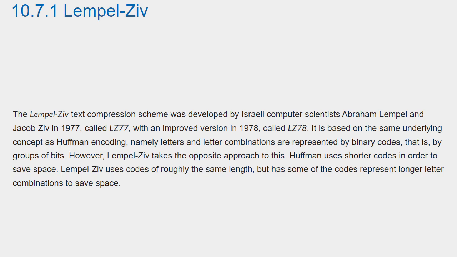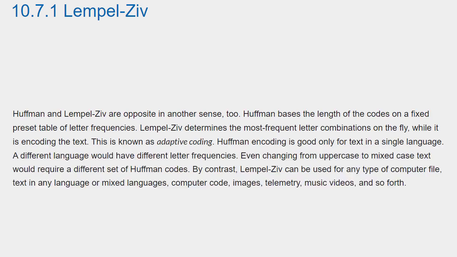However, Lempel-Ziv takes the opposite approach to this. Huffman uses shorter codes in order to save space. Lempel-Ziv uses codes of roughly the same length, but has some of the codes represent longer letter combinations to save space. Huffman and Lempel-Ziv are opposite in another sense too. Huffman bases the length of the codes on a fixed preset table of letter frequencies. Lempel-Ziv determines the most frequent letter combinations on the fly while it is encoding the text. This is known as adaptive coding.